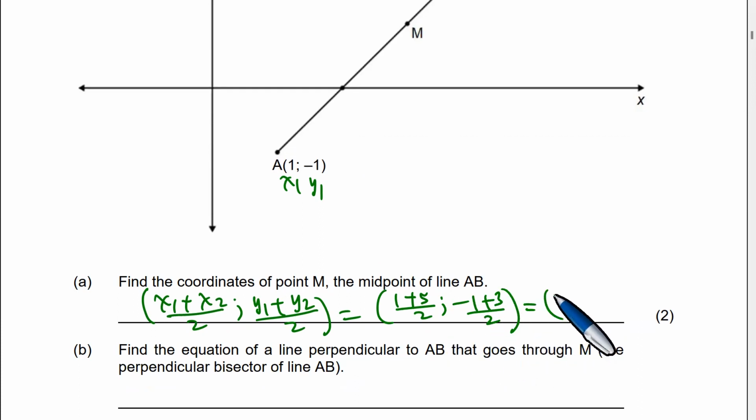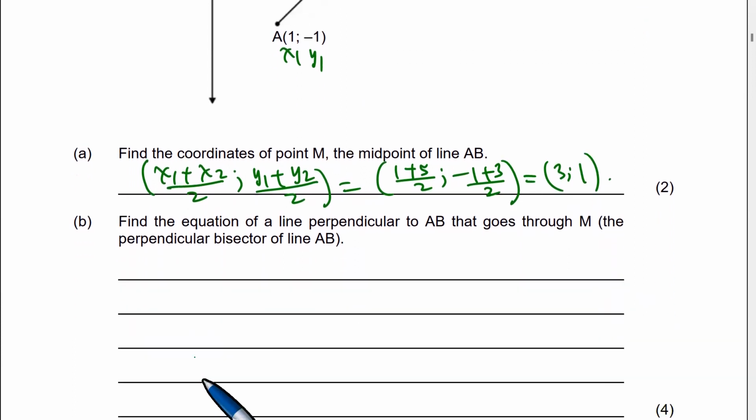Okay, we have 6 divided by 2, which is 3. This one, 2 divided by 2 is 1. Right, 2 marks. We are good. That is the midpoint. Here's the next question.